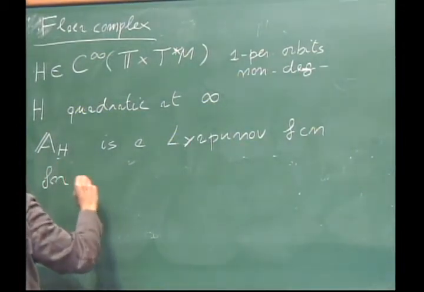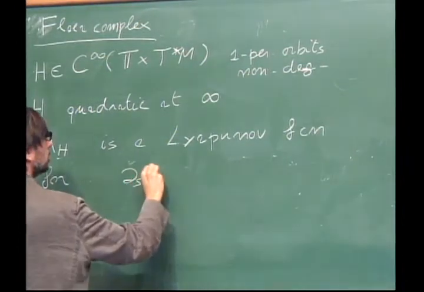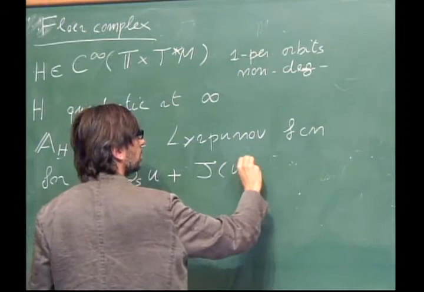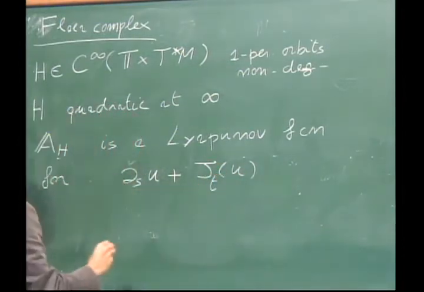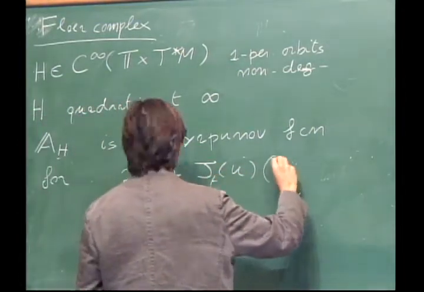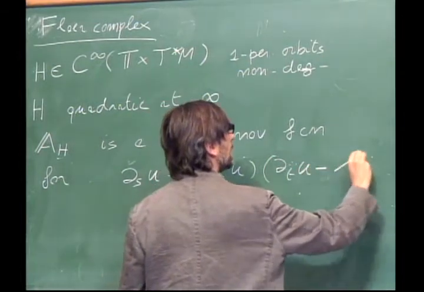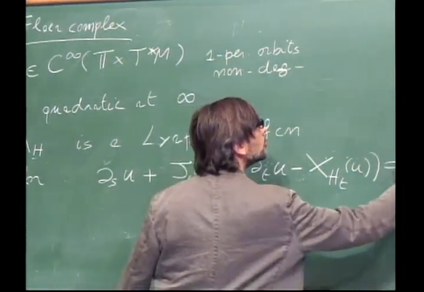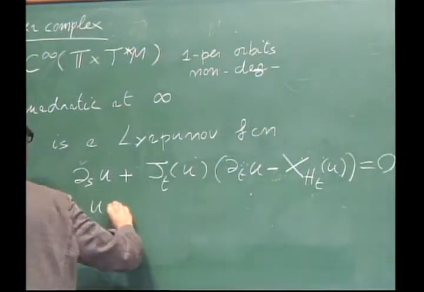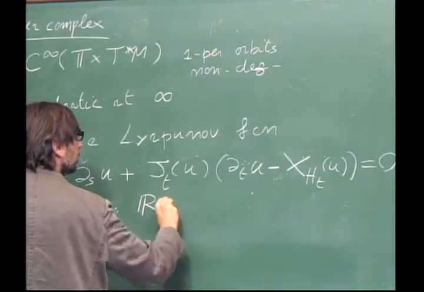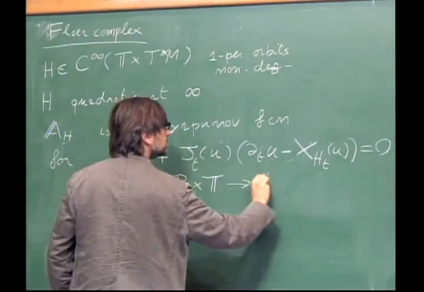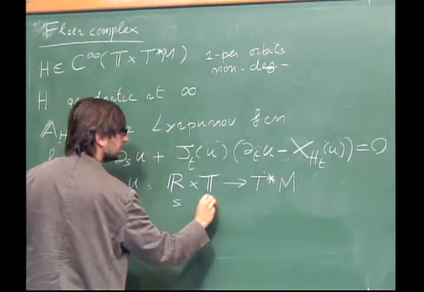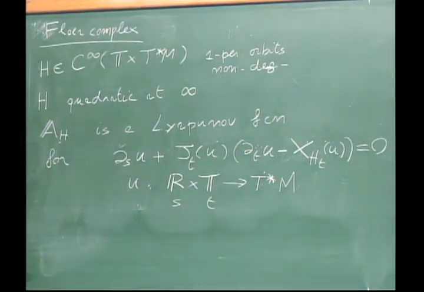well, not for a vector field which generates a flow, but for the Floer equation, the one that Mihai wrote. So the equation is d_s u plus J, this almost complex structure, which might even depend on time, J(t,u) times (d_t u minus X_H). This also depends on time, u equals 0. So these u's are maps from R cross T into T*M. Here the variable is s, the name of the variable here is t. And this is the Floer equation.